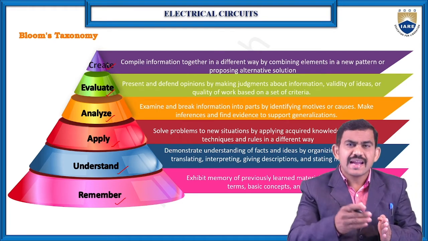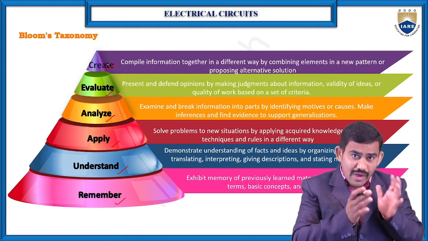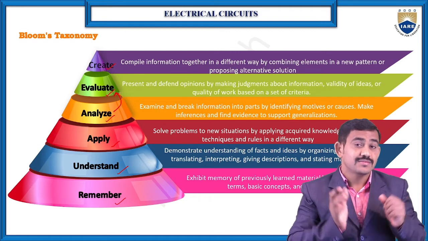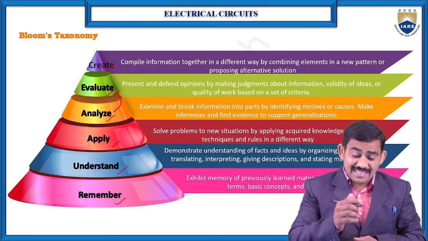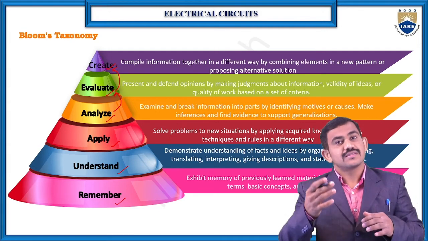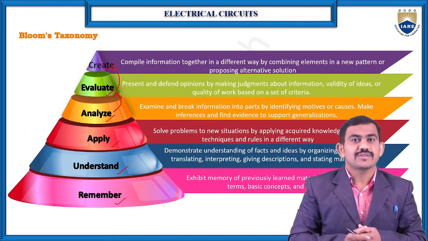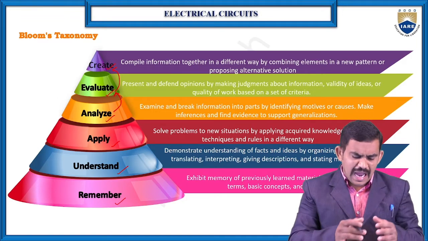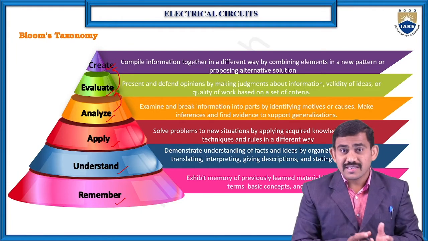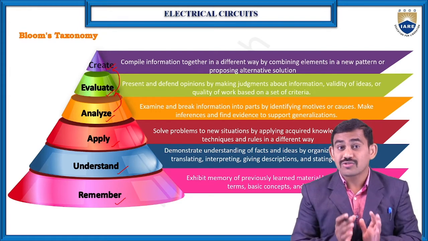Again, I need to add some different analyses, and then evaluate: from the analysis, we need to evaluate those values. And last, we need to create. This is again bigger: after analyze and evaluate, we need to create some project or research. So all those 6 steps are related to our outcome based education.